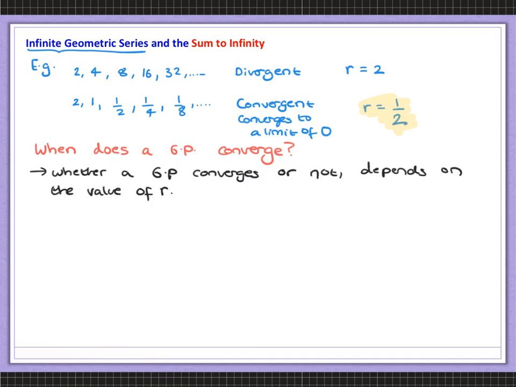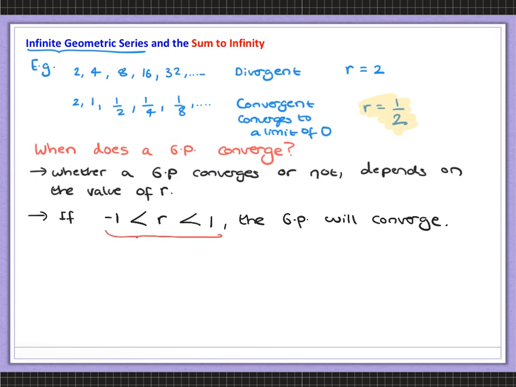Now, if the r value lies between -1 and 1, then you will have a convergent progression. Now, having learnt about the modulus function, there is a neat way of writing if r is between -1 and 1. You can say if mod r is less than 1, then your geometric progression will converge.